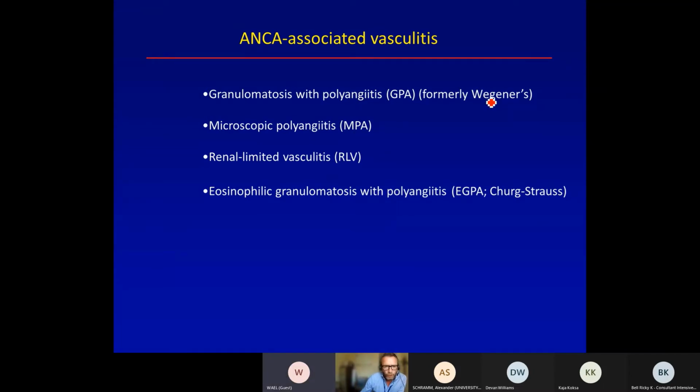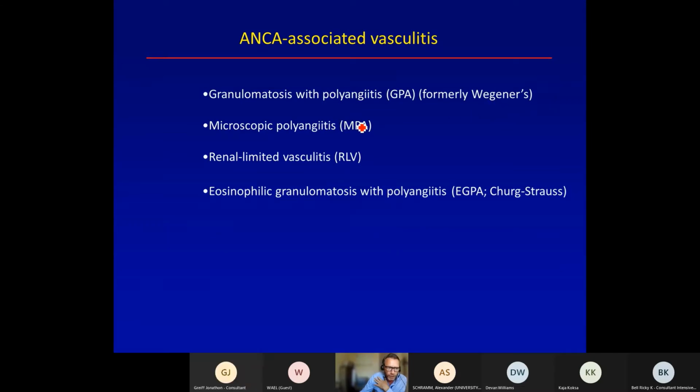Previously, there was a condition called Wegener's granulomatosis, which you've probably heard of. Over the last few years, that's been renamed to granulomatosis with polyangiitis, or GPA. As you know, there's a move away from named diseases, and Wegener's cause wasn't helped by the fact that he turned out to be a Nazi sympathizer, so his name went out very, very quickly.